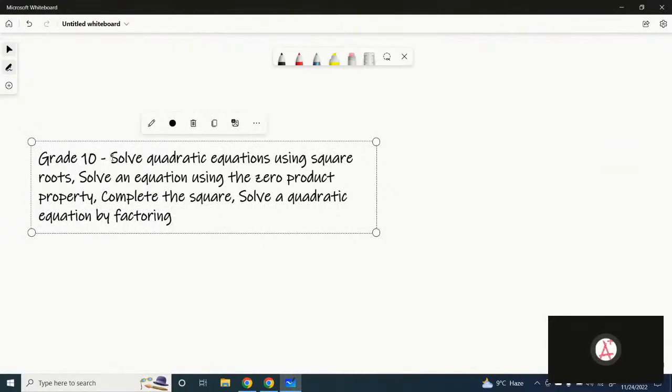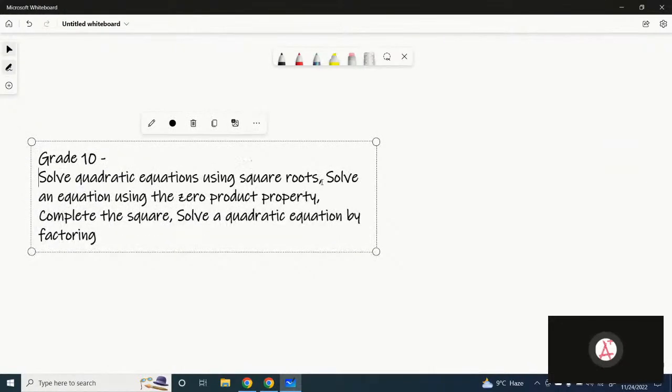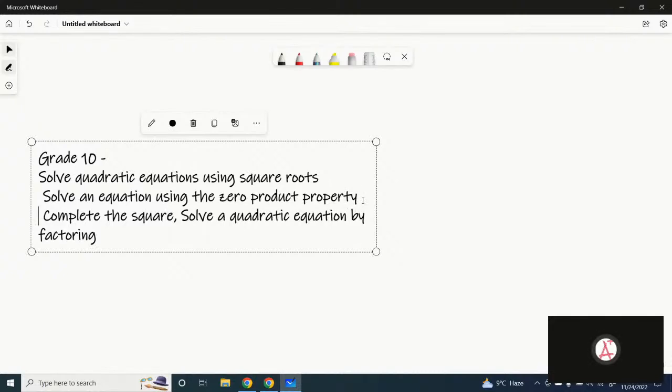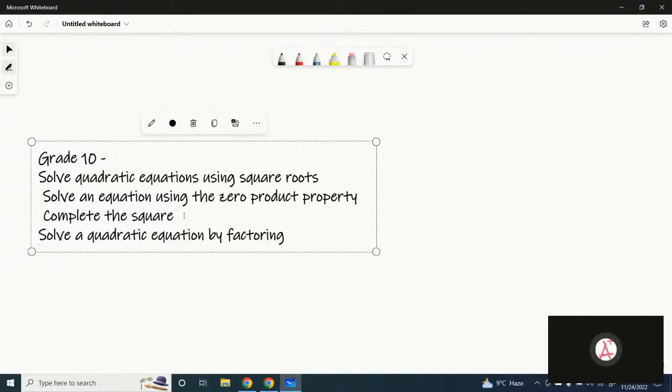They are solve quadratic equations using square roots. You can find the topics in grade 10 maths. The chapter name is quadratic equations. The lessons we covered today are solve quadratic equations using square roots, solve an equation using the zero product property, then completing the square, and then solve a quadratic equation by factoring. Got it? So please make sure that before the next session you complete all the test questions for the topics we did today. If you need more help with the topics, you can contact any tutor on Skype.